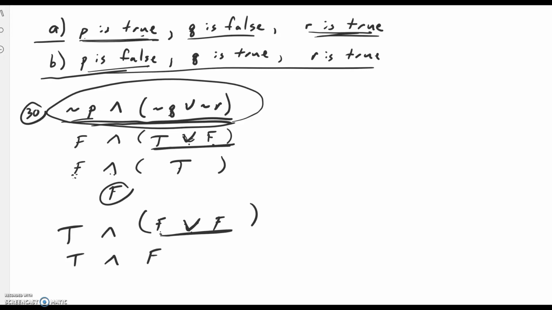And so again, we have true and false, just like we had false and true in the last case. And so part B is false. Part A is false. Part B is false also.